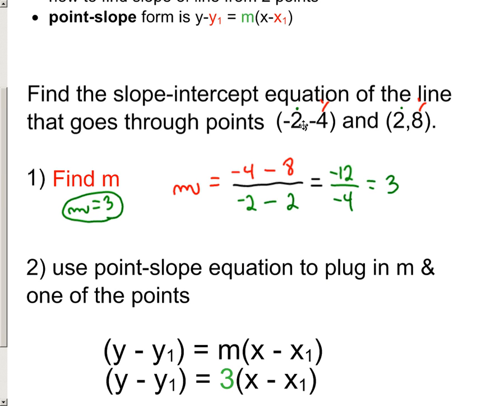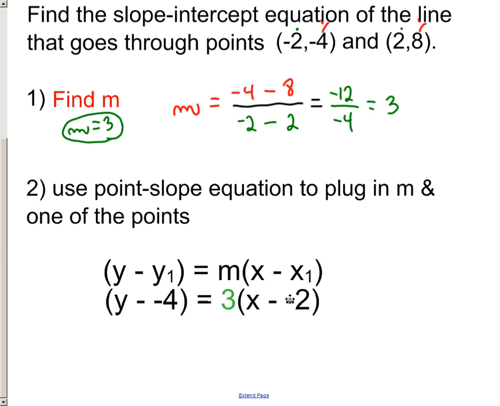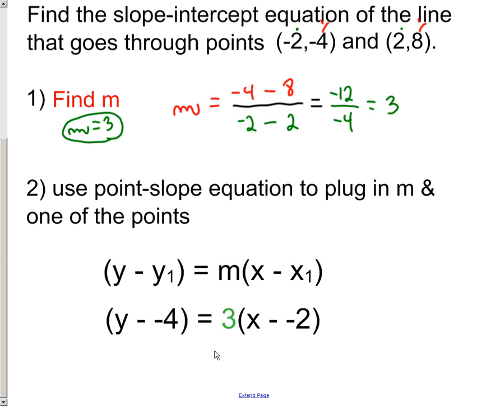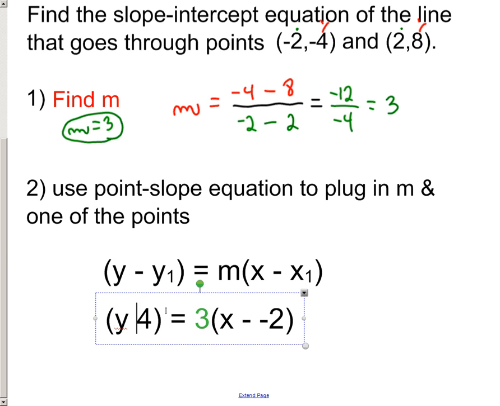So the x value is -2. So this x value right here is going to be replaced with -2. This y value right here, as you can see, is a -4. So we're going to replace the y1 with -4. Now, as we look at this equation, let's pull it on down a little bit, have a little bit of space. Y minus -4 is the same as y plus 4.